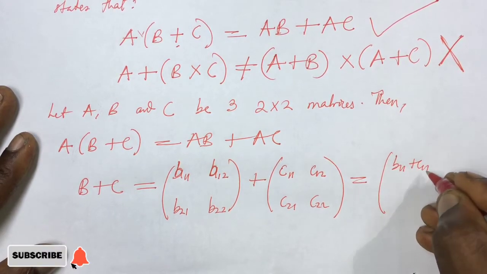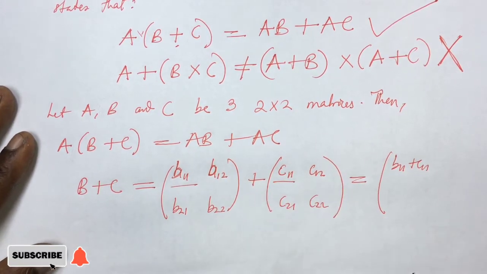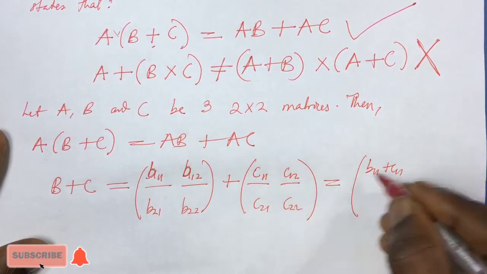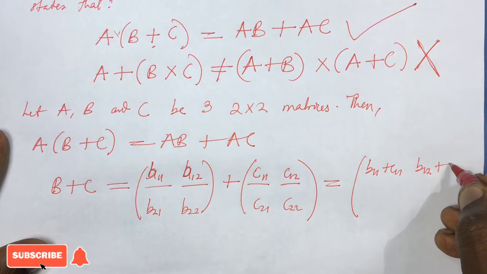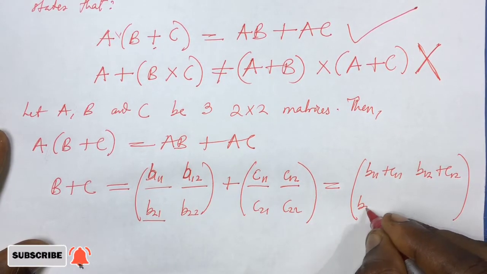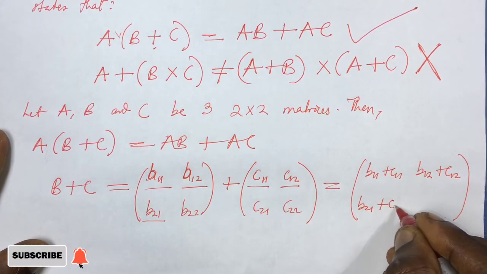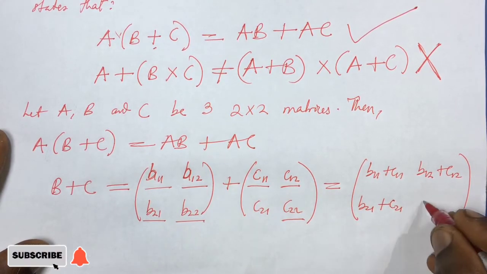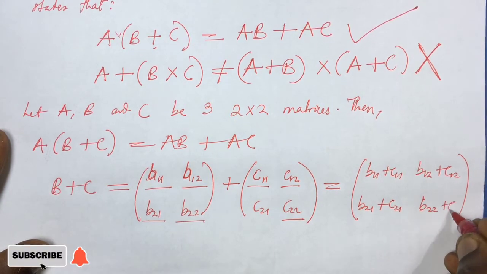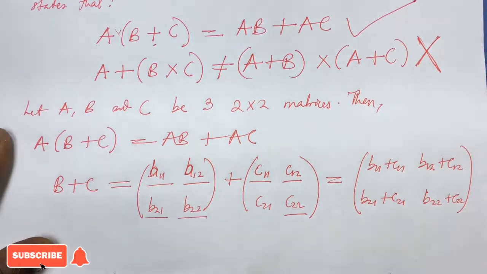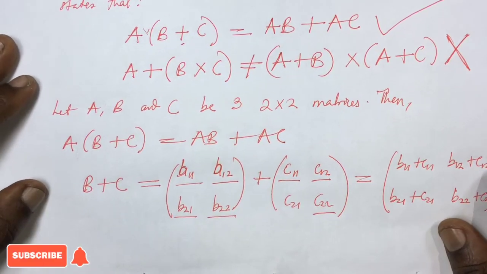B11 plus C11, adding this to this, elements occupying similar position. Then B12 plus C12. Then this will be B21 plus C21. This will be B22 plus C22. So that is what we are going to obtain when we add B to C.